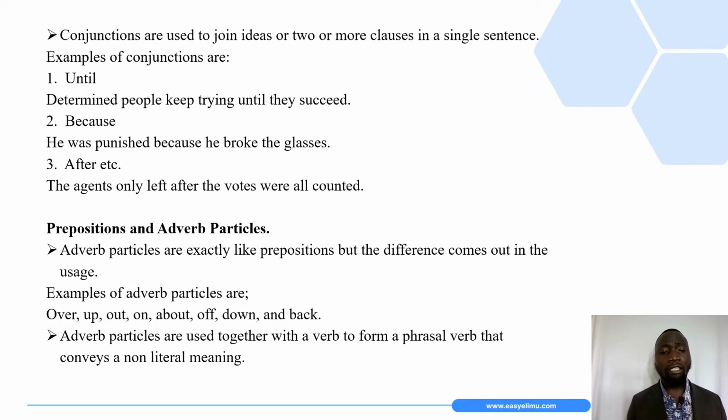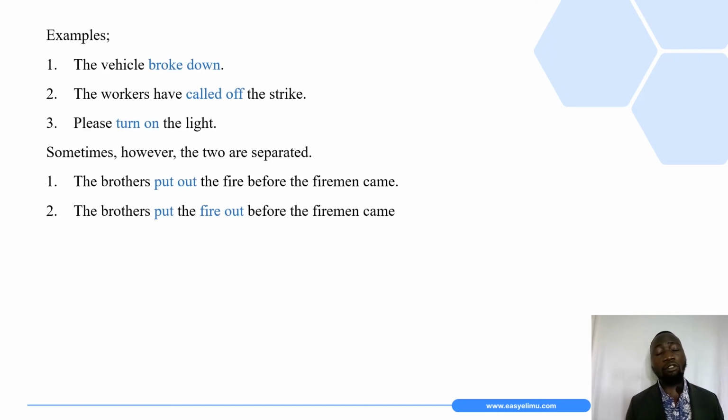We have examples of adverb particles like over, up, out, on, about, off, down, and back. They are used together with a verb to form what we call a phrasal verb that conveys a non-literal meaning. Examples of phrasal verbs in sentences: the first one is, the vehicle broke down. The phrasal verb in the sentence is broke down, meaning that the vehicle had some mechanical problems.